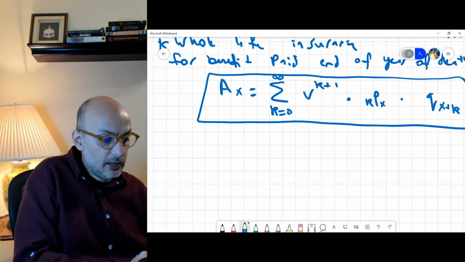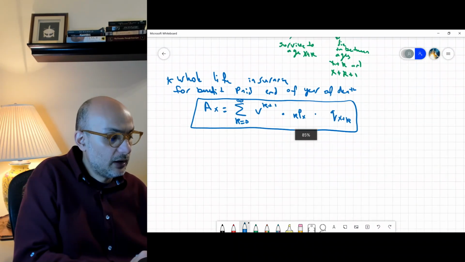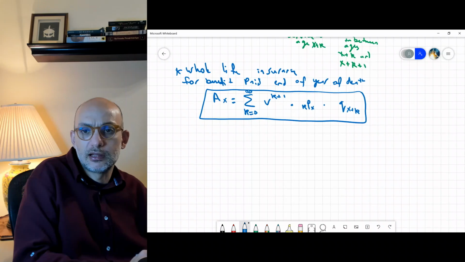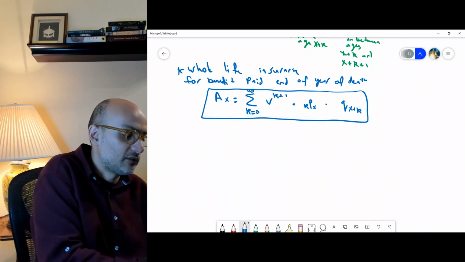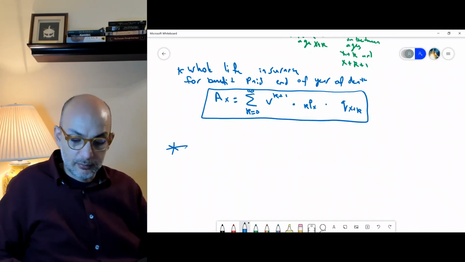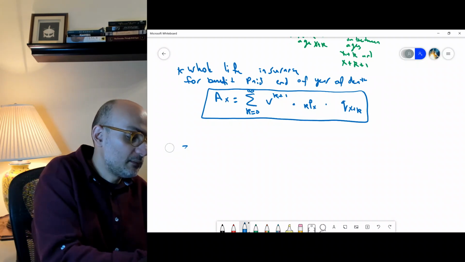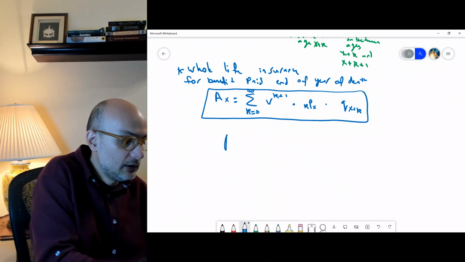And we did other models, if you remember, not only whole life insurance, in the continuous case. Let's look at term insurance. Or before doing term insurance, what if you wanted to do the second moment?